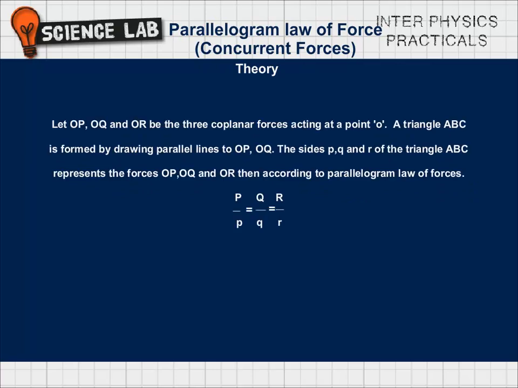Theory. Let OP, OQ and OR be the 3 coplanar forces acting at a point O. A triangle ABC is formed by drawing parallel lines to OP, OQ. The sides small p, q and r of the triangle ABC represent the forces OP, OQ and OR. Then, according to the parallelogram law of forces, capital P by small p is equal to capital Q by small q is equal to capital R by small r.